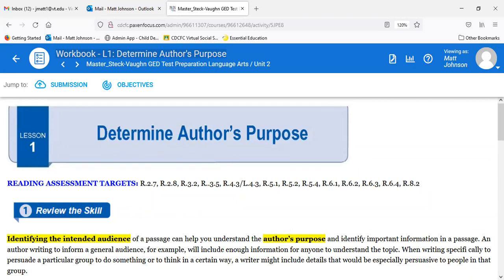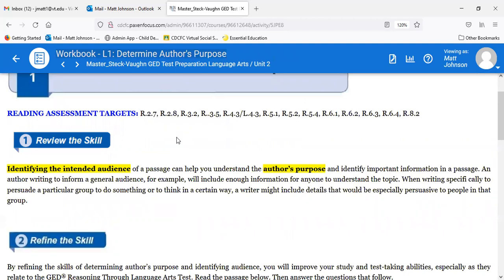Okay, and again, identifying the intended audience of a passage can help you understand the author's purpose and identify important information in a passage. An author writing to inform a general audience, for example, as was mentioned before, will include enough information for anyone to understand the topic. When writing specifically to persuade a particular group to do something or to think in a certain way, a writer might include details that would be especially persuasive to people in that group, right? You get more specific. You don't have to worry about defining more general terms. You can really dig into more specific details.